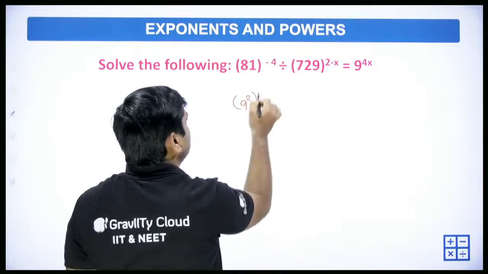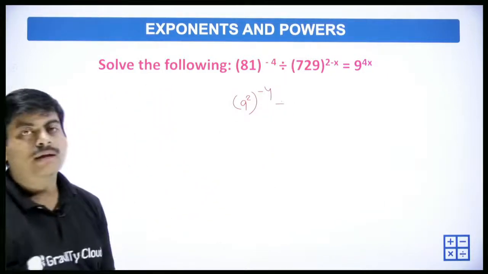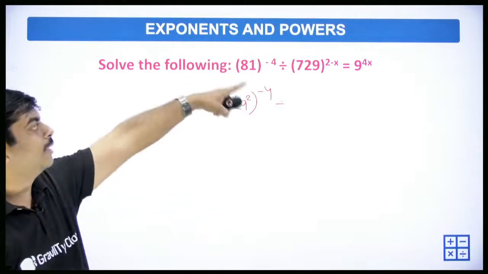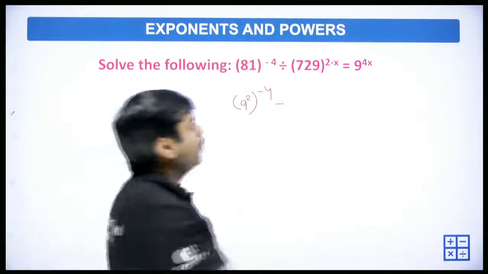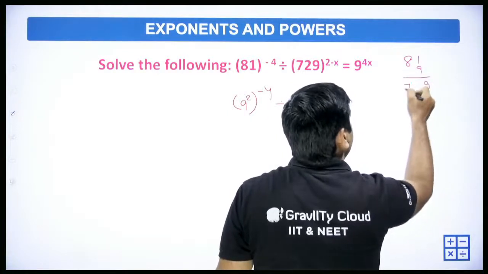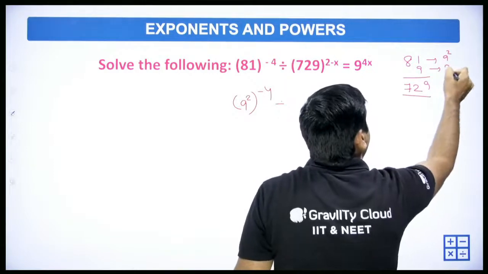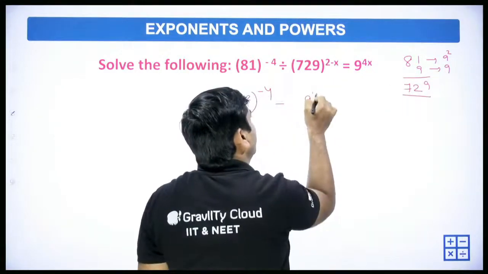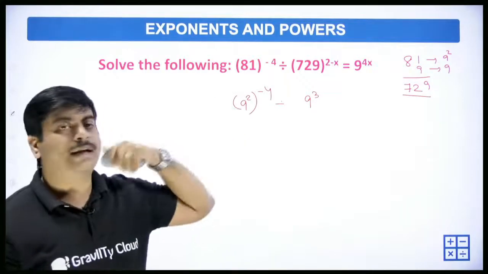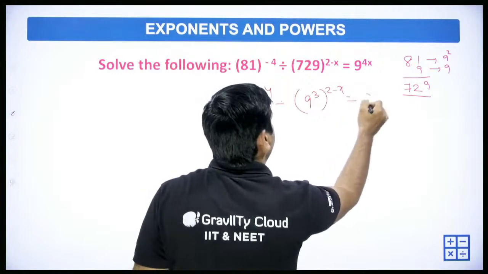9 square power minus 4, divided by, what about 729? 729, if I'm not wrong, is 81 into 9. 9 ones are 9, 9 eights are 72, so 729. 81 is already 9 square, and this is 9, so this is a 9 cube. 9 into 9 into 9, you will get 729. 9 cube power 2 minus 6 is equal to 9 power 4x.